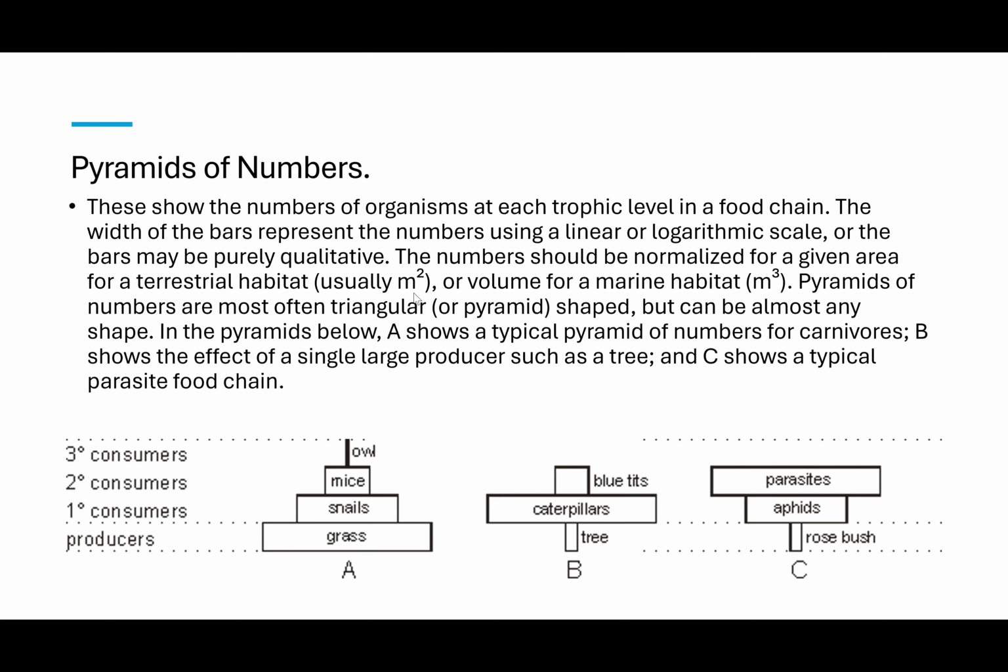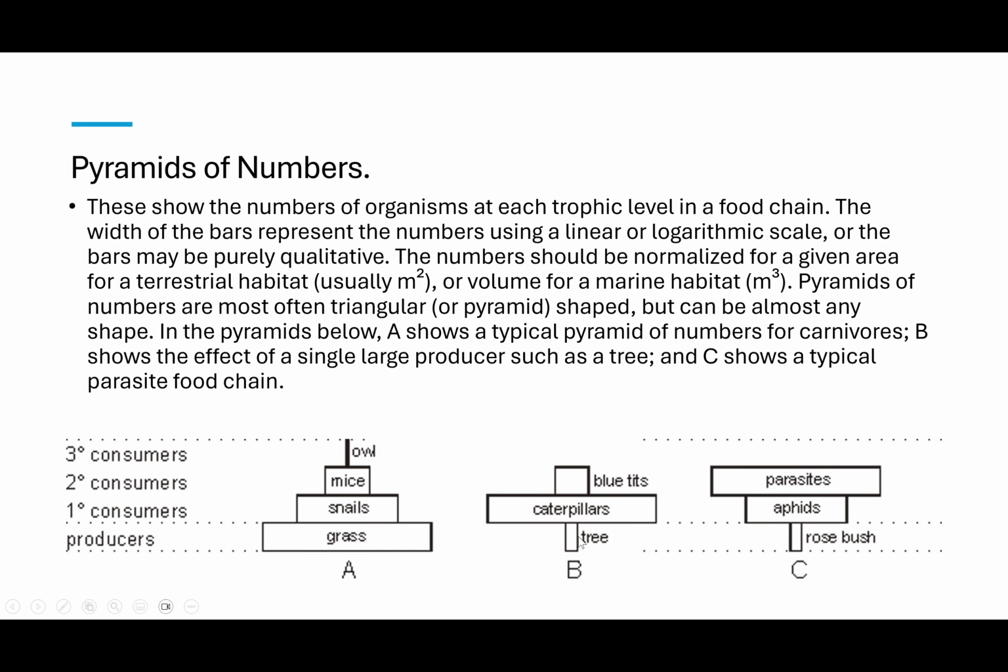So in this case now in A, we have, let's say, a small amount of owls. We have more mice than owls. We have more snails than the mice. We have more grass than the snails. So looking at the numbers there, how much of the thing is present within a given area of the ecosystem, it's generally a pyramid shape.